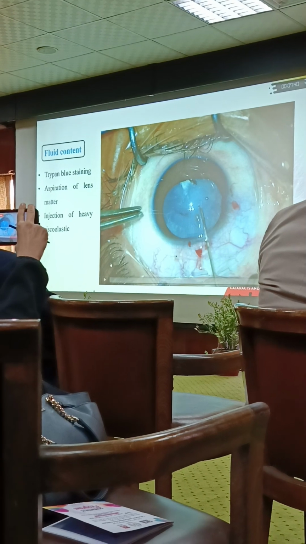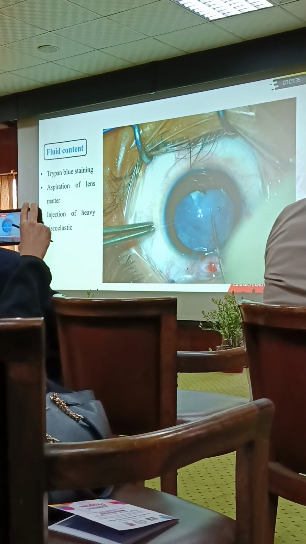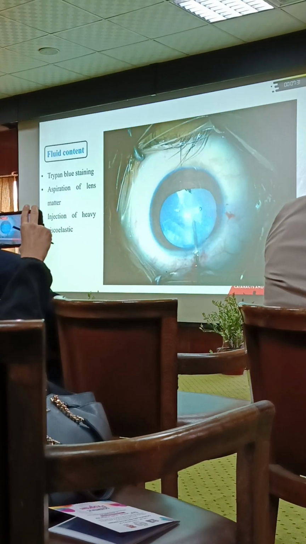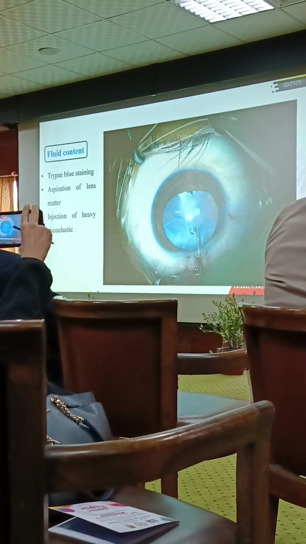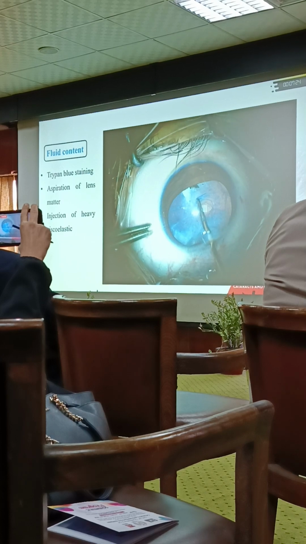In this case, as usual, there is a fluidy content of the lens. Once incision by cystotome, there is a fluid coming out of the lens. So stop, try to aspirate some lens matter, inject heavy viscoelastic, then continue the capsulorhexis as usual.